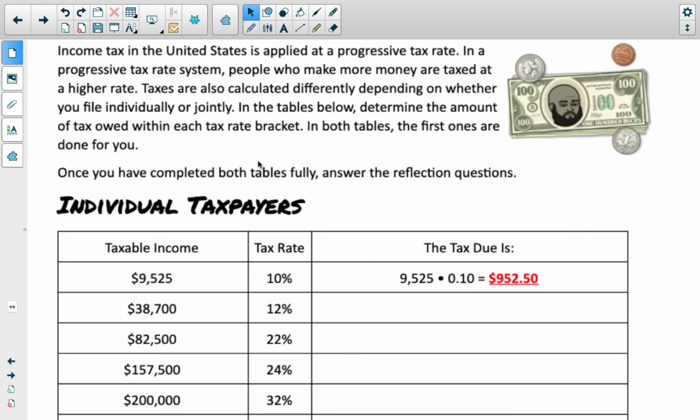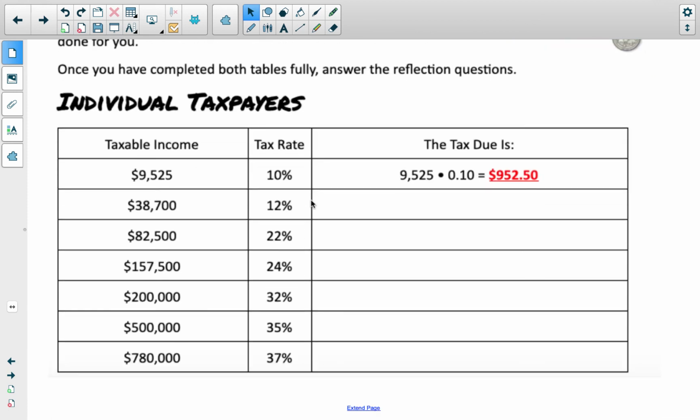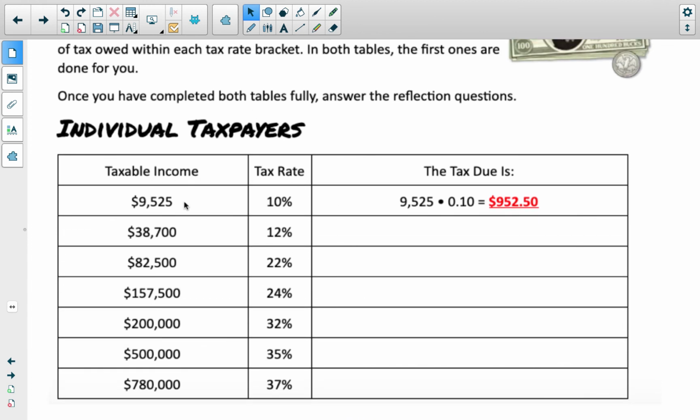Just to be clear, this is what the document looks like that you'll be working on today. You're going to have an individual taxpayer section. You're going to have a married joint file taxpayer section, and then you are going to have a reflection section at the end. Basically, all you need to do is find how much tax you would pay given you made this much money. Okay, I did the first one for you. The final answer is written here in red. So what you see is I just took this amount and multiplied it by 10% as a decimal and got my answer. Whatever strategy you want to use is fine. Just make sure your work is clear and in colored font.